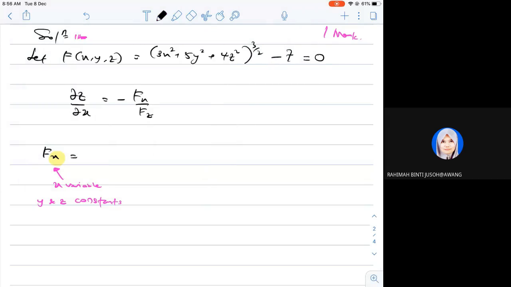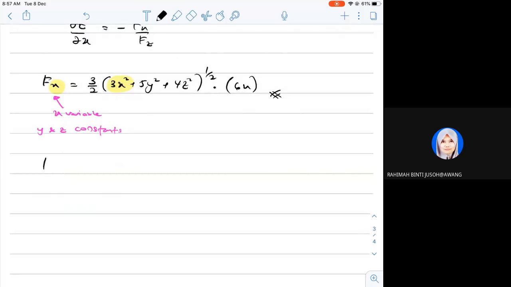Again, the power, we should bring the power to the front. So 3/2. Copy down everything. So 3x squared plus 5y squared plus 4z squared to the power of 3/2 minus 1. So we have 1/2. Okay, now memandangkan X the variable, so we just look at this only. Okay, so multiply with 3x squared becomes 6x. Okay, and then differentiate -7, we get 0. So just stop here, just like that.